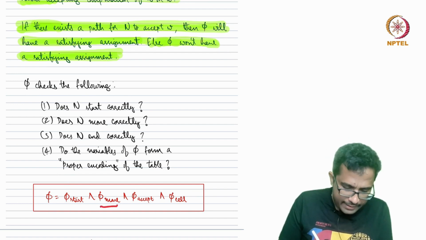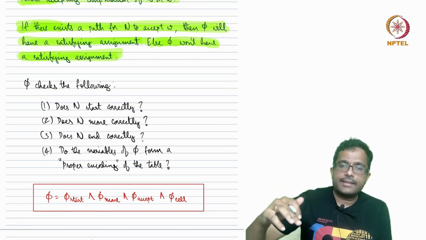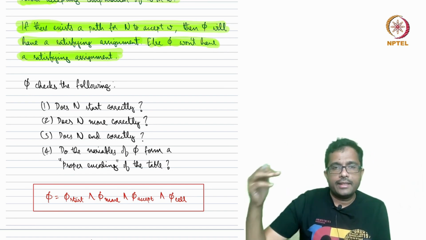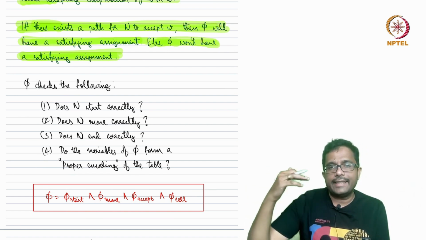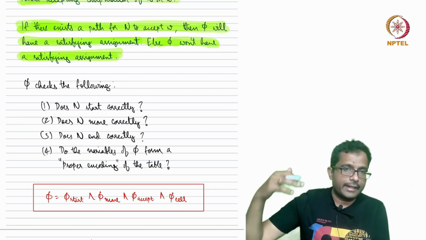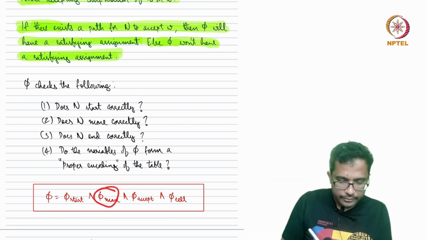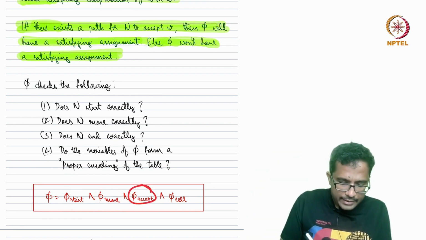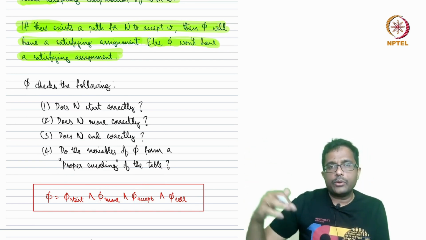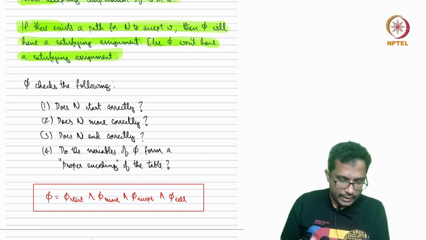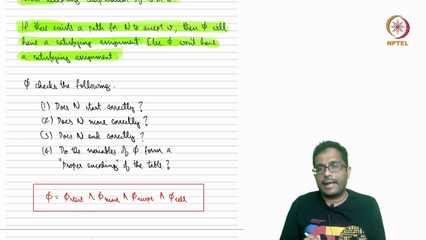Phi move checks, is each row a valid successor of the previous row? So is the second line a valid successor of the first line? Is the third line a valid successor of the second line? Is the fourth line a valid successor of the third line? And so on and so on. So all of this together is checked by phi move. Phi accept checks, does this table denote an accepting computation, right? So this is what we want to check: phi start, phi move, and phi accept.